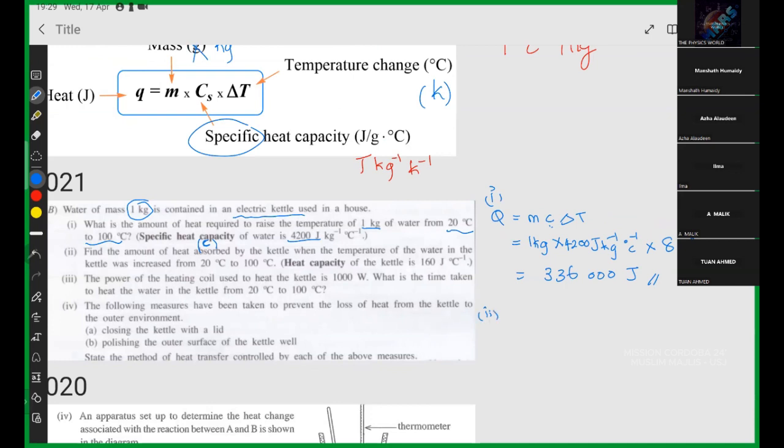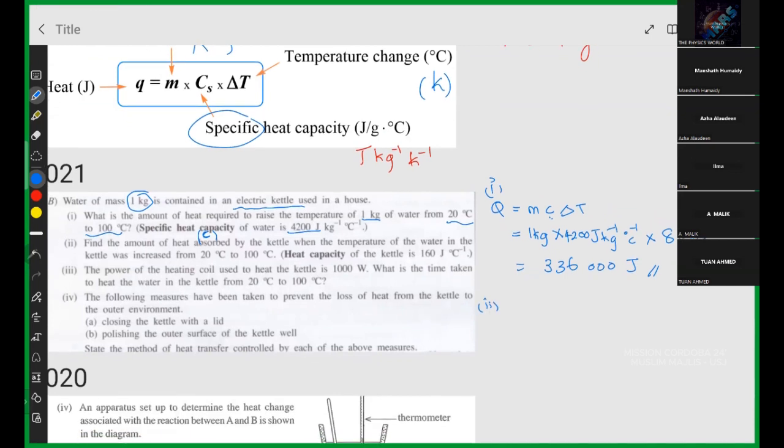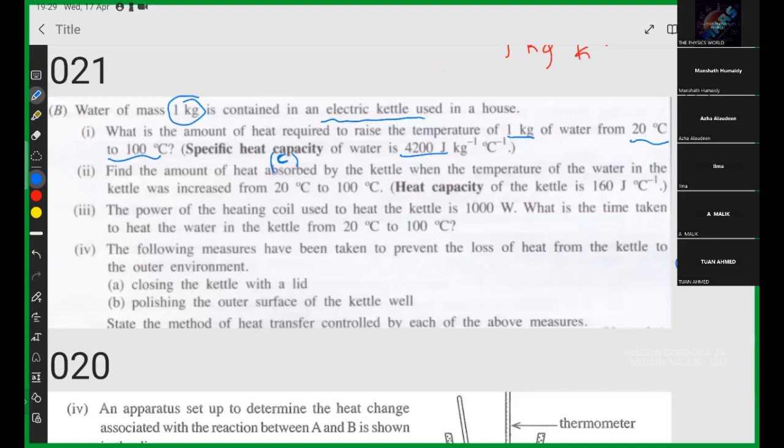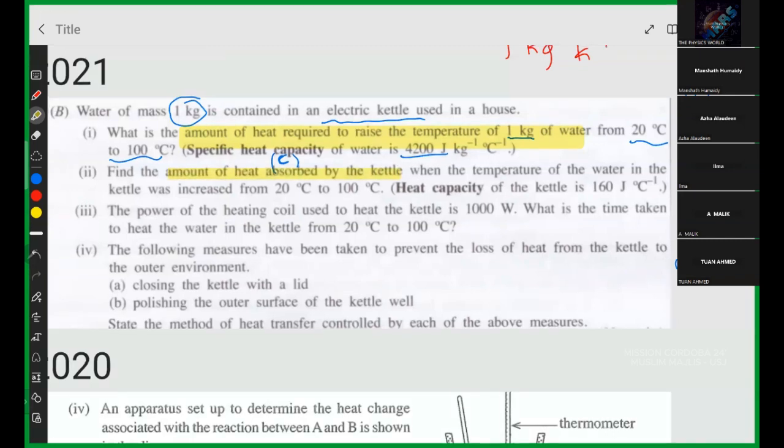Now I will move to the second. Look at the second question. Find the amount of heat absorbed by the kettle when the temperature of water... So the first question was the amount of heat required to raise the temperature of water. In the first question, they're asking you the heat absorbed by water. And the second question, they're asking you the amount of heat absorbed by the kettle.